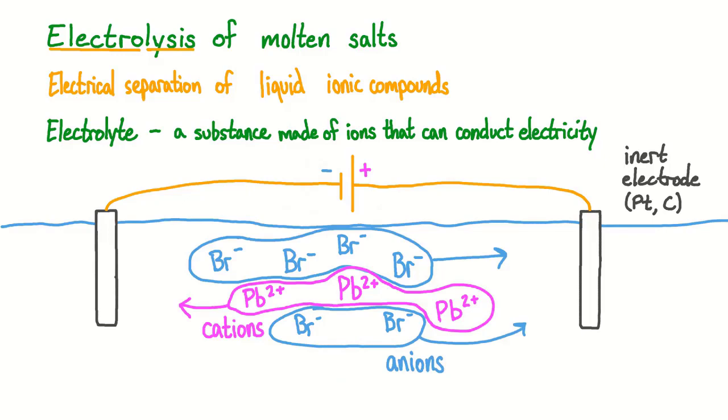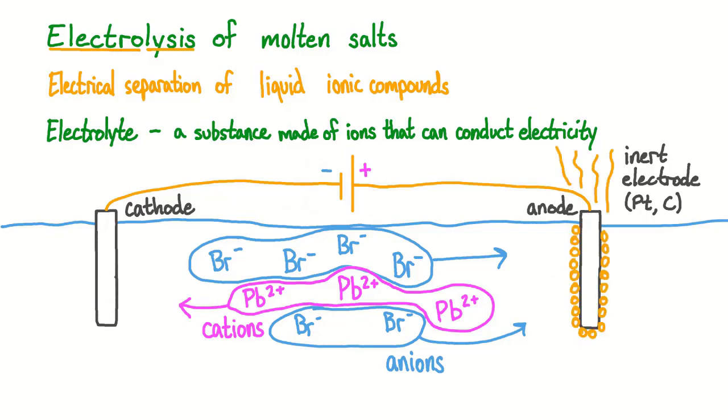During electrolysis, when the circuit is turned on, the negative ions, also known as anions, move to the positive electrode. The positive ions, known as the cations, move to the negatively charged electrode. In fact, the names of the electrodes and the ions that are attracted to them correspond to one another. The anions are attracted to the anode, and the cations are attracted to the cathode.